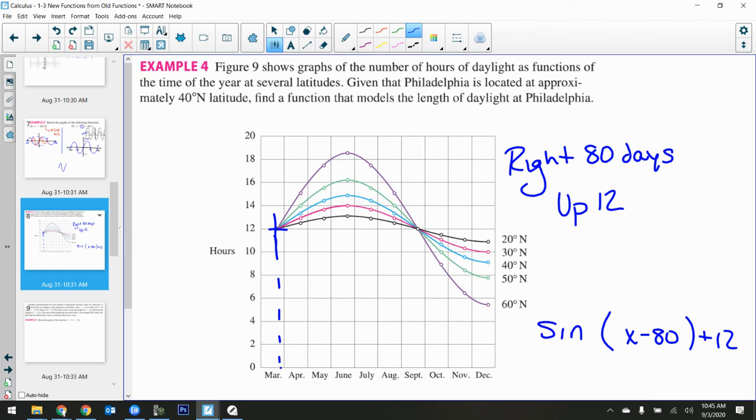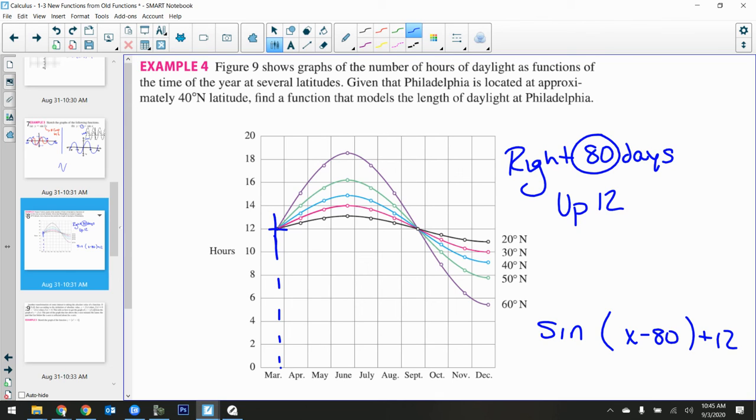Now, is this just a normal sine curve? No, it's not just any normal sine curve. So now we have to figure out how much we horizontally stretch or compress, or how much we vertically stretch or compress. Okay, this 80 is a total estimation.